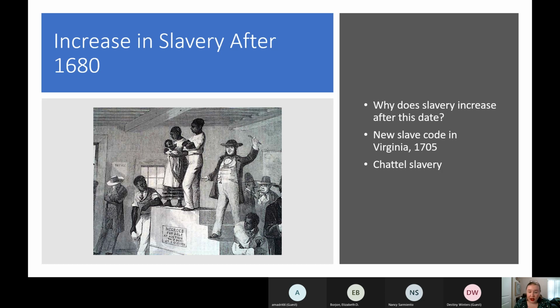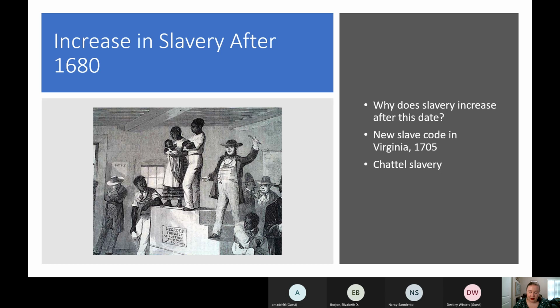Virginia introduces a new slave code in 1705, which legally defines slaves as chattel. Okay, so chattel, spelled C-H-A-T-T-E-L, literally means their property. Okay, so this means that they are not considered a person, they are an object.